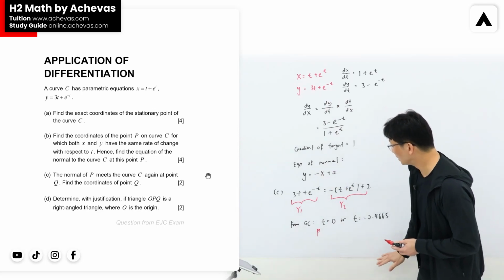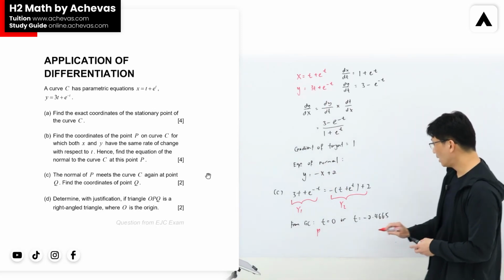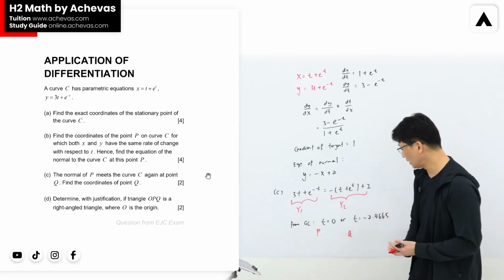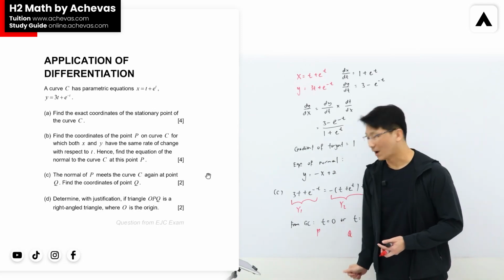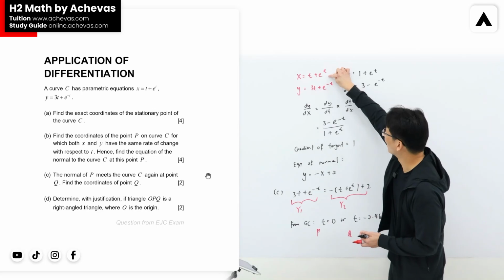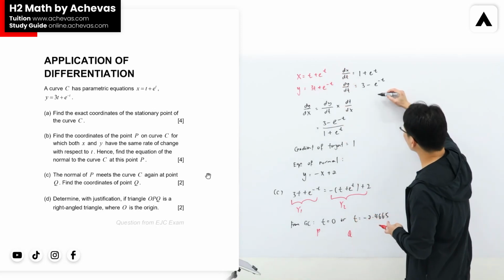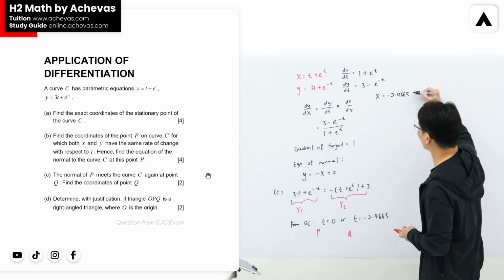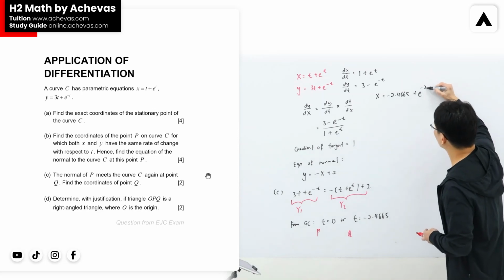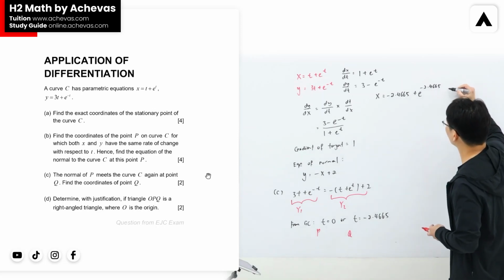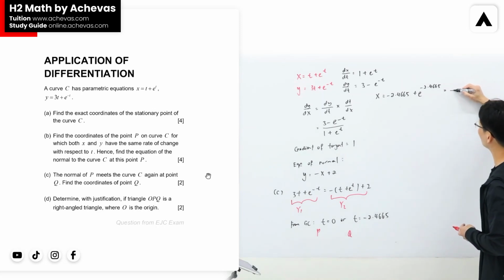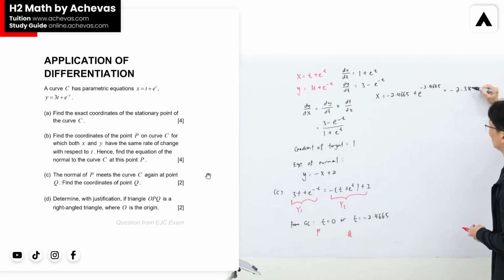So we are now going to use t equal to minus 2.4665. This will help us to find the coordinates of Q. I'm going to sub this back into my x and y here. I will have x equal to minus 2.4665 plus e to the power of minus 2.4665. And if we were to evaluate this, the value I'm going to get is minus 2.38.